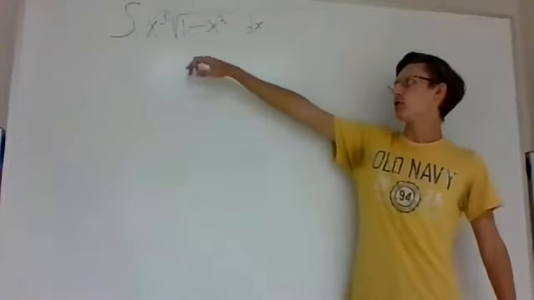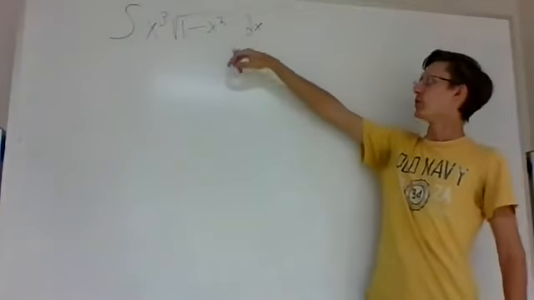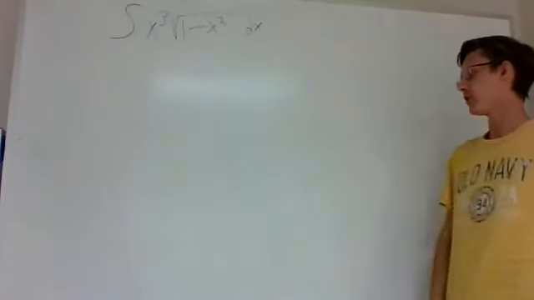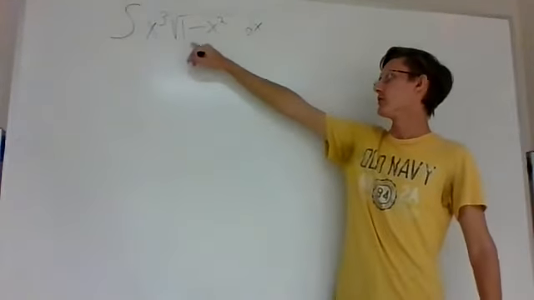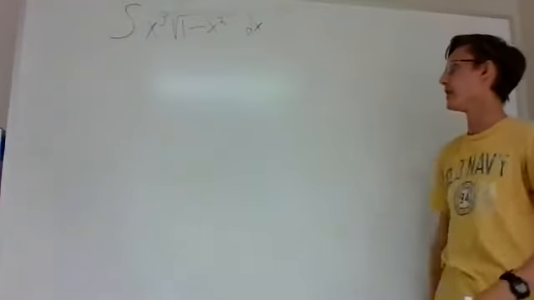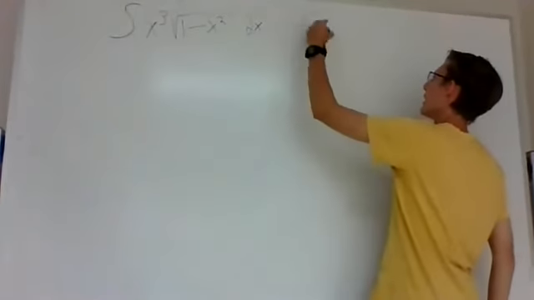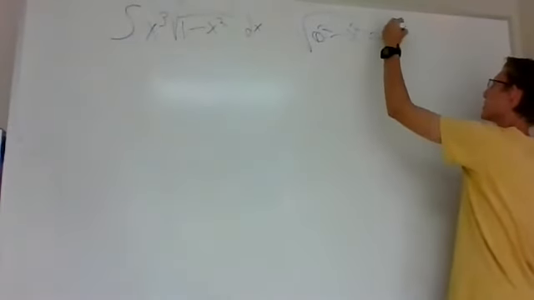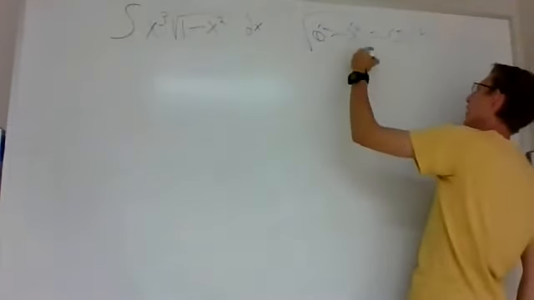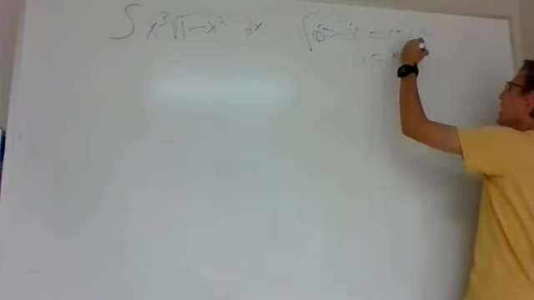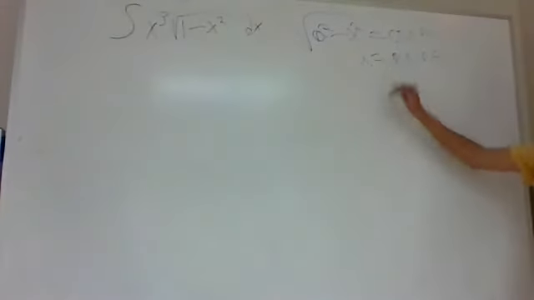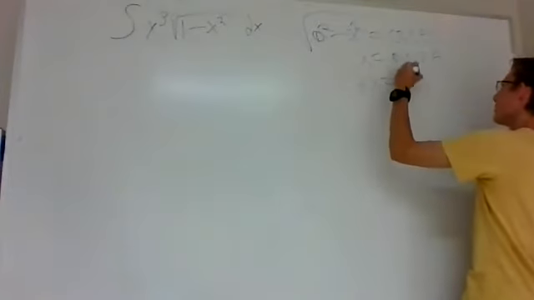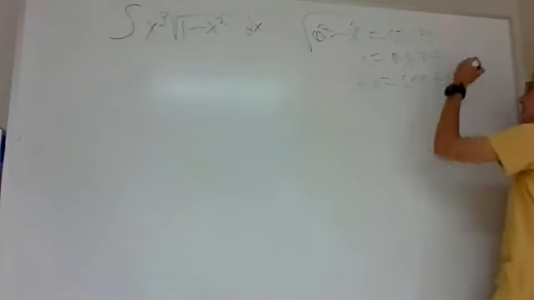Here we're trying to find the integral of x to the third times the root of 1 minus x squared dx. First thing you should notice about this integral is that it has a trigonometric identity of the form a squared minus x squared, which is equal to a cosine theta, where x is equal to a sine theta, where a is just 1. dx is equal to then cosine theta d theta.